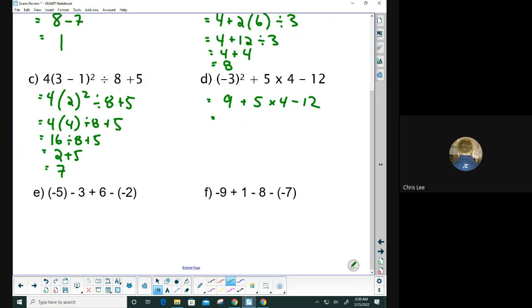Landon's telling me to do 5 times 4 first. Can I do 10 plus 5? No, that would be adding before multiplying. We can't do that, so good. Now I've got adding and subtracting. Do them in the order that I see them. 9 plus 20 is 29. Minus 12, which I think is 17. Excellent. Any questions? So far, so good? Good.